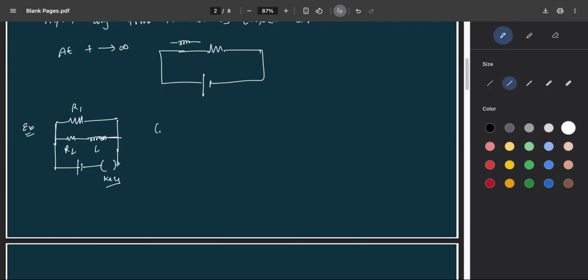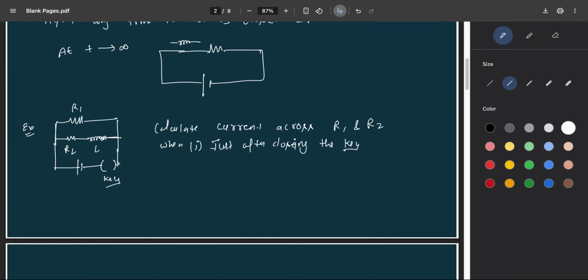You have to calculate the current across R1 and R2. The first case is just after closing the circuit, closing the key. This is one thing. The second case is after a very long time. These two things you need to calculate.